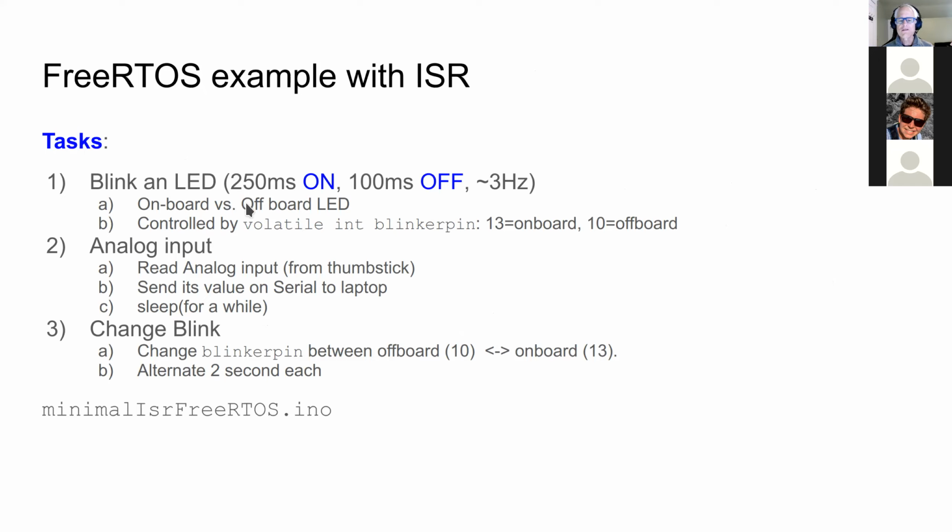So it's a little fancier. It's going to have a shared variable, blinker pin, which can be set to the onboard LED or the offboard LED. And then analog input, we did this before, and it sends it over the serial port and sleeps for a while. And then we'll have another task called change blink, and it's going to change that volatile static common variable back and forth once in a while, and then the blinker will do its thing on different pins.